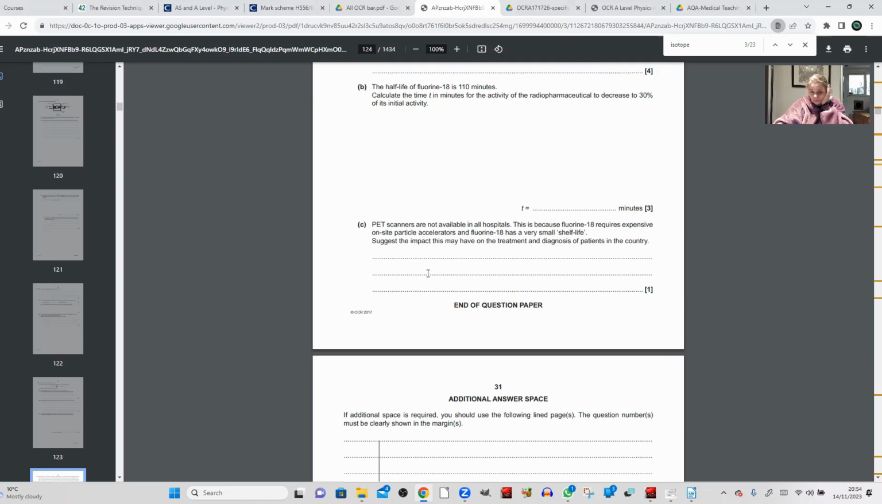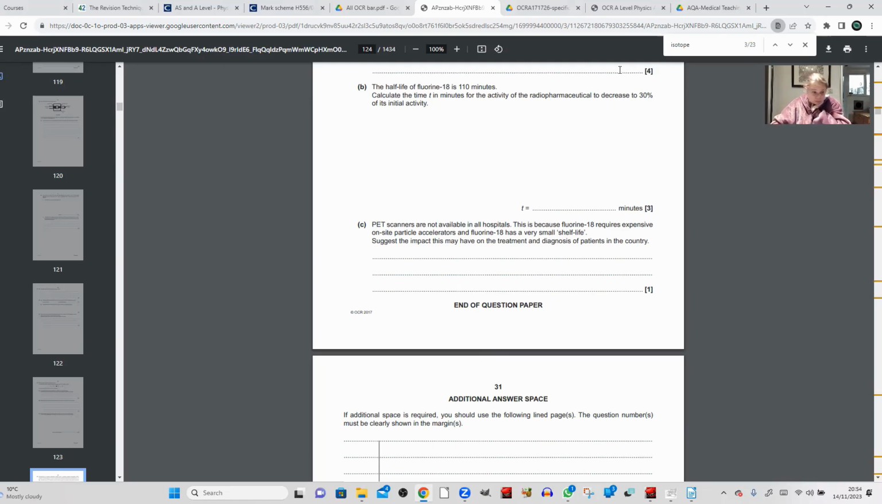of these accelerators. Fluorine-18, all of the beta plus emitters, none of them are natural. There are no natural beta plus emitters. They have to be made. So yeah, that's quite interesting.